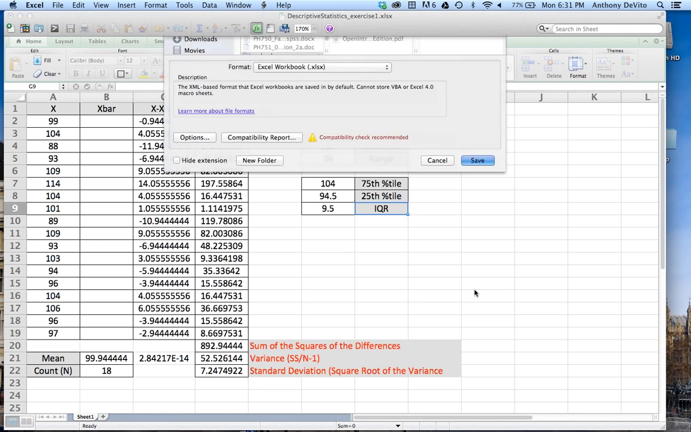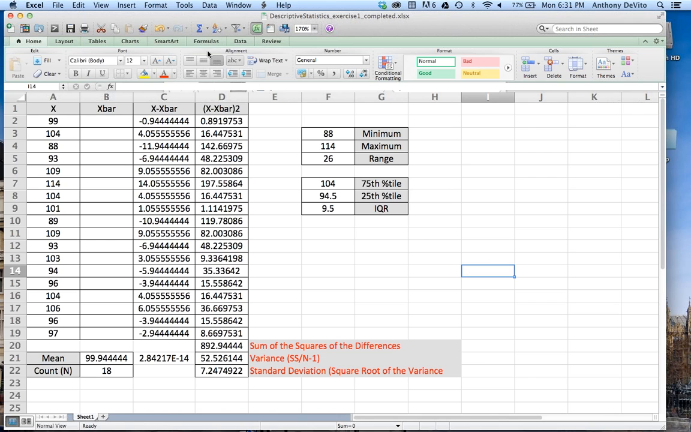Save. Okay, good. So now what I'm going to do is take a moment here. The mean here was 100, and the standard deviation was roughly 7. I'm going to do it a little bit differently. I'm going to call it roughly 7.